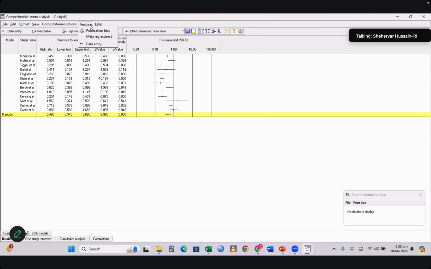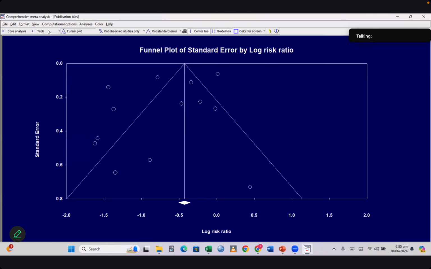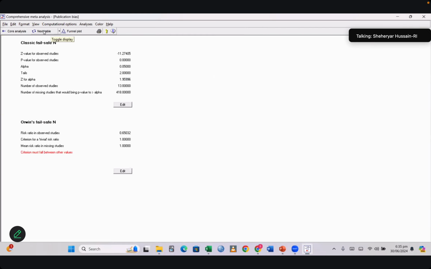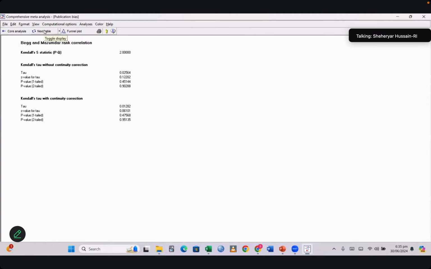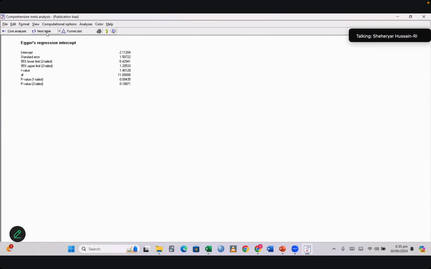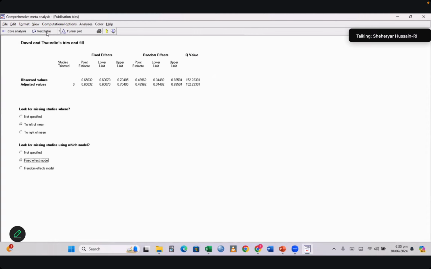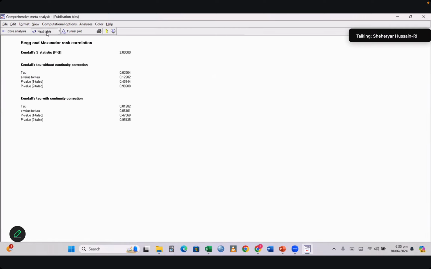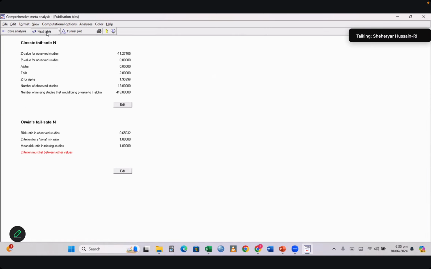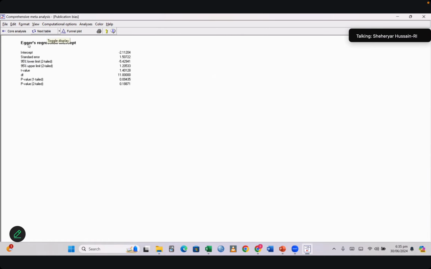As you know, Egger's test is a part of the publication bias thing. So I will go to the publication bias, and then I will click the bullet near the table here. So this button, and it will show me some different tests. What is our nearest Egger's regression intercept?